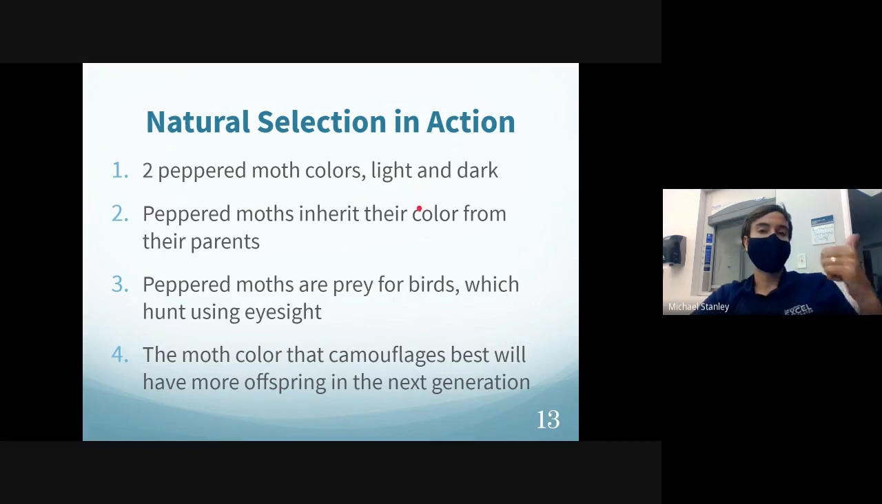Either a new trait appears or the environment changes, and suddenly certain organisms, certain individuals with a trait, are able to survive and reproduce better. And eventually over time, it causes the population to change and to become more and more and more like the best surviving trait. So more and more dark colored moths.